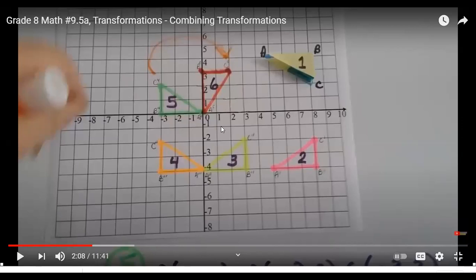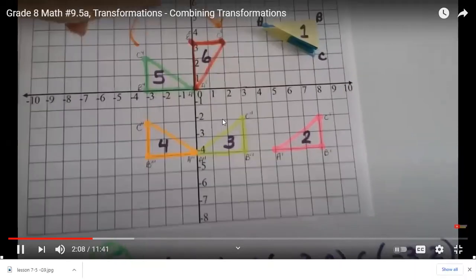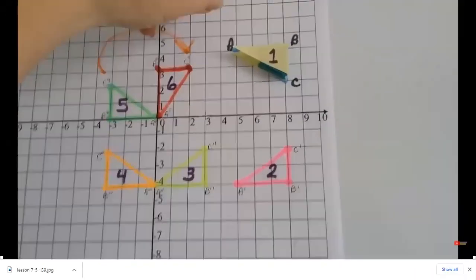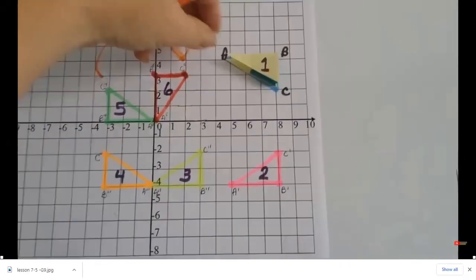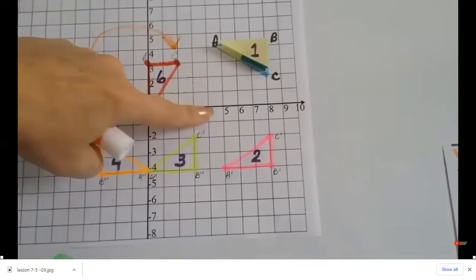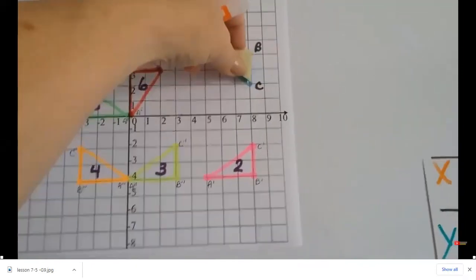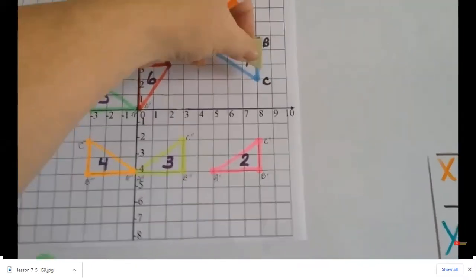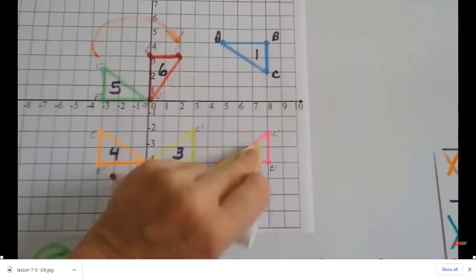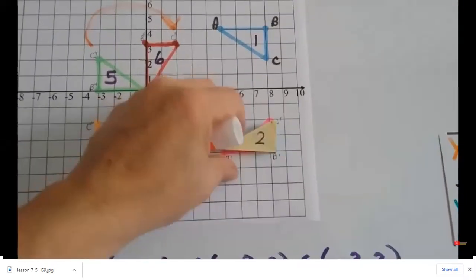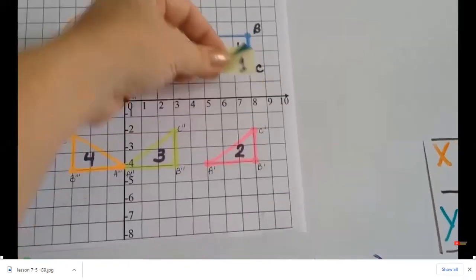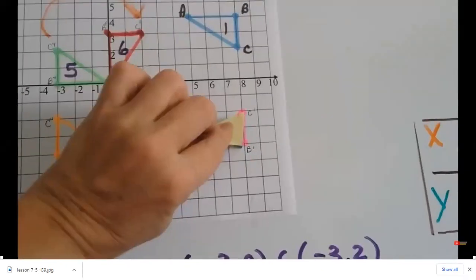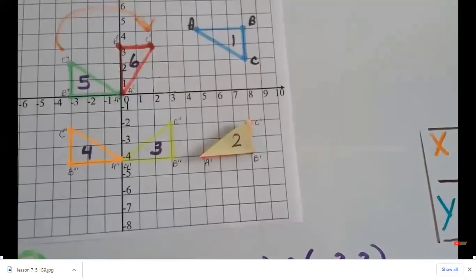Let's continue. So let's see how we can do this. Here's triangle number 1. The first thing we're going to do is reflect it across this x-axis right here. Reflecting is a mirror image. We're going to flip it, see? Sorry, my hand's in the way, but let me put the marker down. We're just going to flip it, see? It flipped.